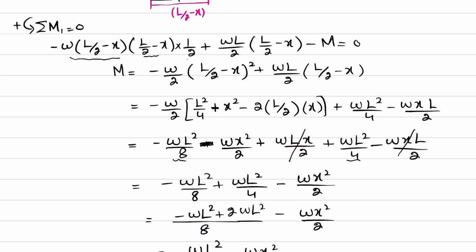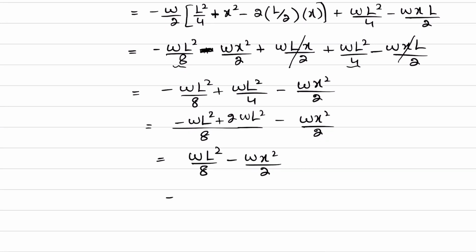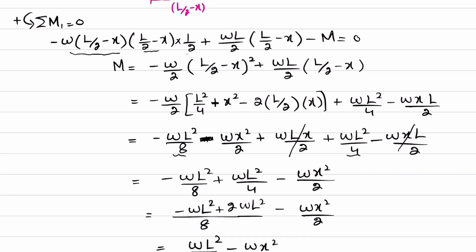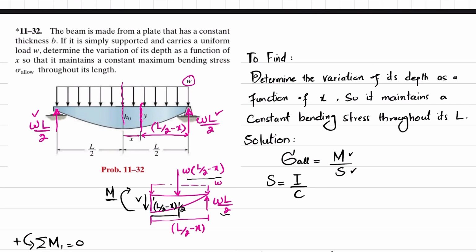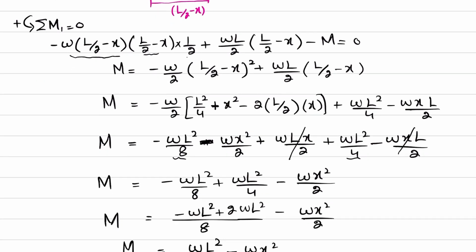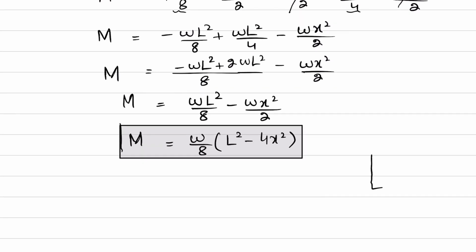Minus, minus, minus. Now if you further take w over 8 as common, we will be left with l square minus 4x square. So this is the moment M when you cut the beam at a distance of x. Now you have this moment as well, and if you take the cross section at this point, the cross section of the beam will be like this.